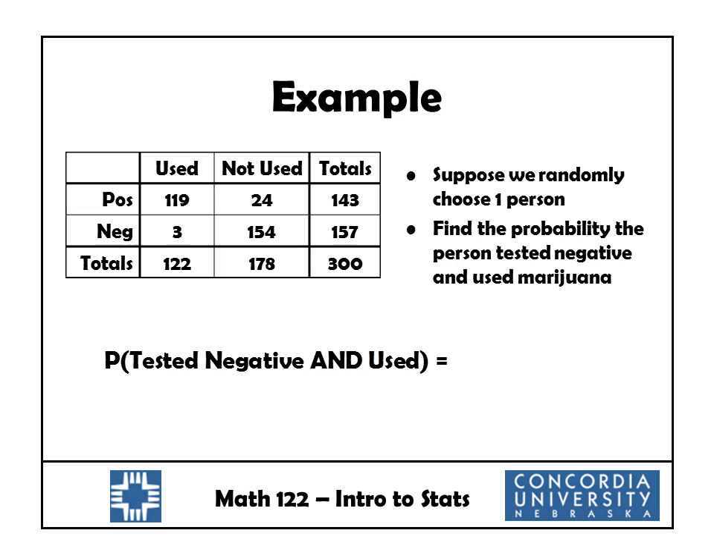Well, a third example, let's consider the same procedure again of randomly choosing one person, but let's find the probability that the person tested negative and used marijuana. So again, we're going to look through the center of the table, count the total number of people who tested negative and used, divide that by 300. Well, looking through the center, we see that only 3 people both tested negative and used, so that's our numerator. Our denominator is still 300, so there's our probability of 0.01. So in practical terms, that means that 1% of the 300 people tested negative and used.